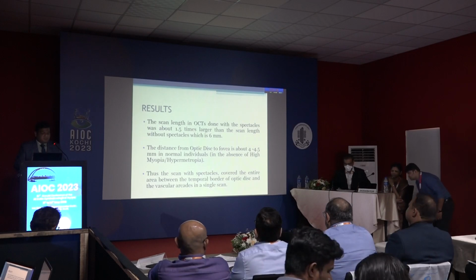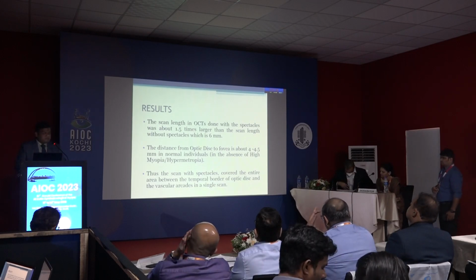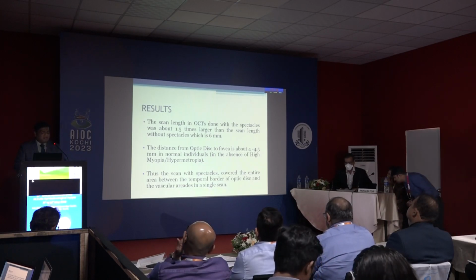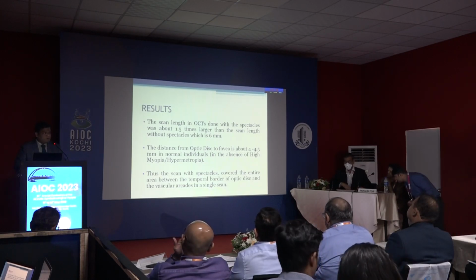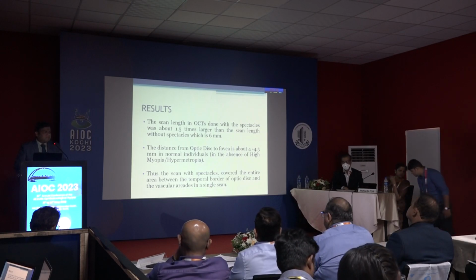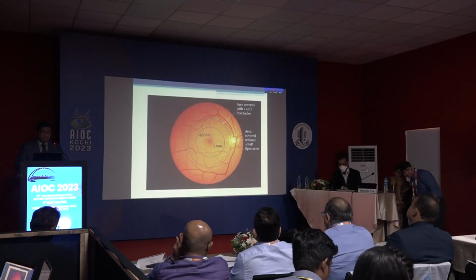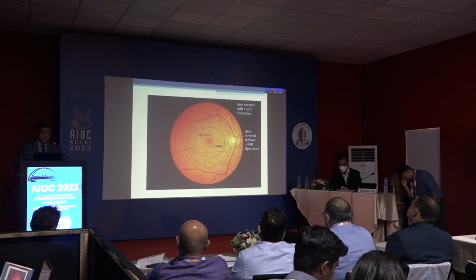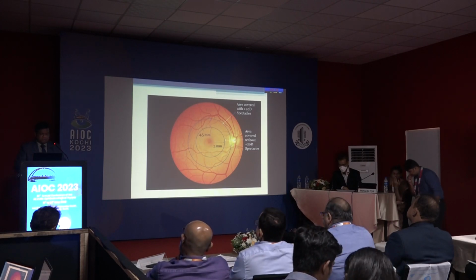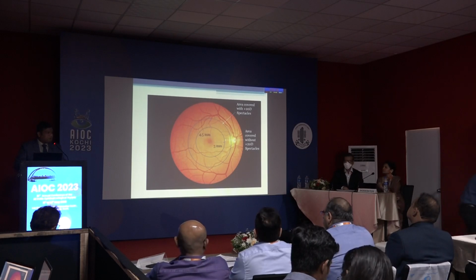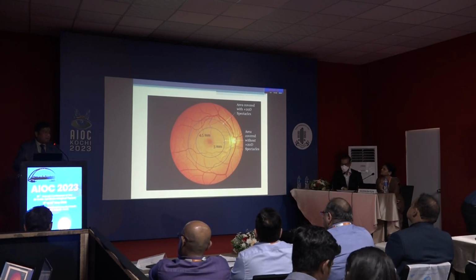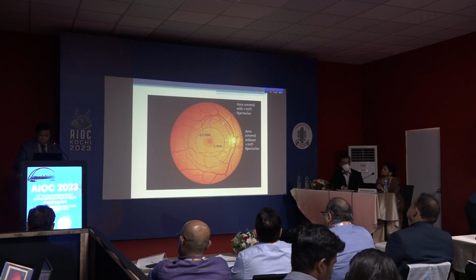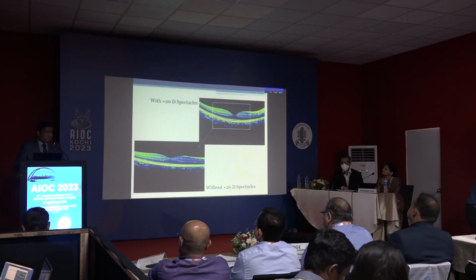The distance from the optic disc to fovea is about 4 to 4.5 millimeters in normal individuals. Thus, the scan with spectacles covered the entire area between the temporal border of the optic disc and the vascular arcade in a single scan. Now, the smaller area is the scan covered without the glasses, and the larger area is the scan covered when the glasses were put. Mind you, this is for a normal individual. In a myopic individual and a highly hypermetropic individual, the area covered will be different because the optics will change.